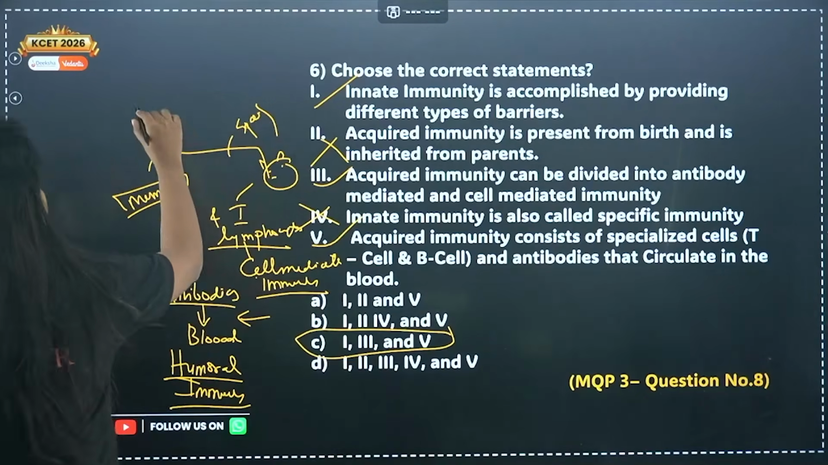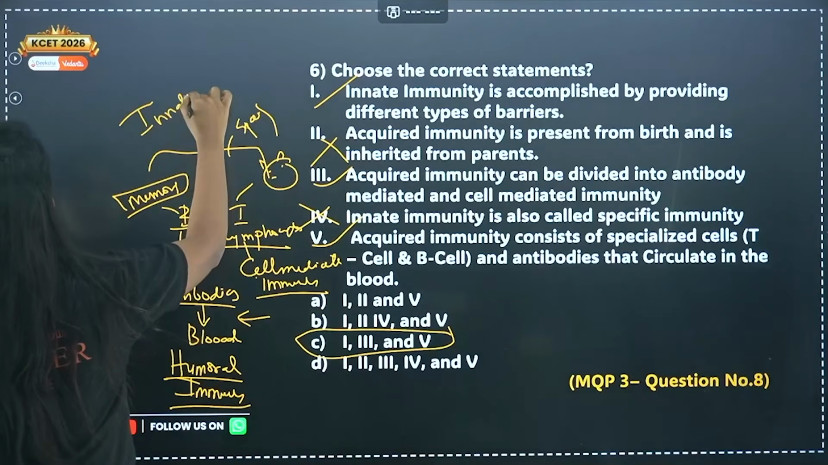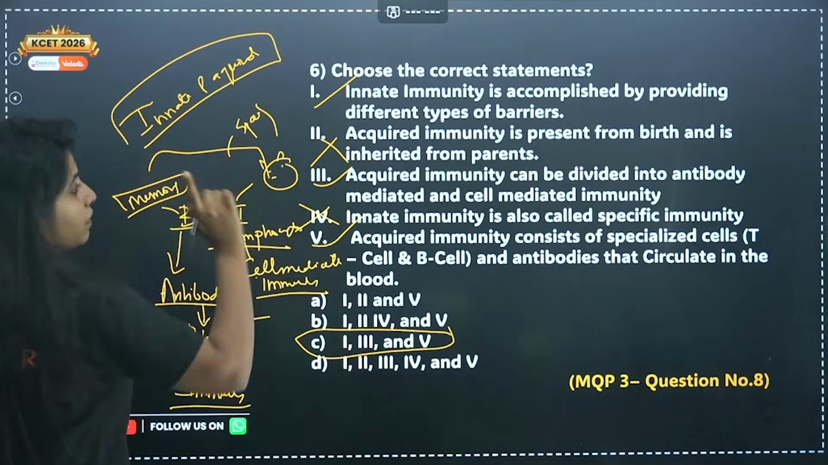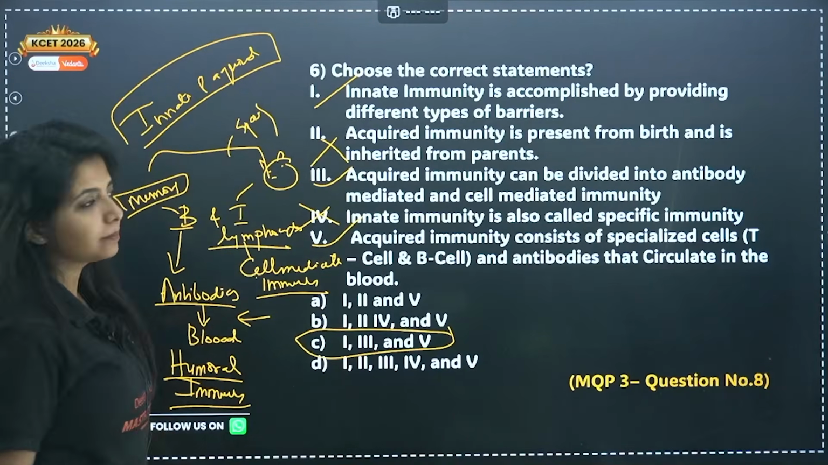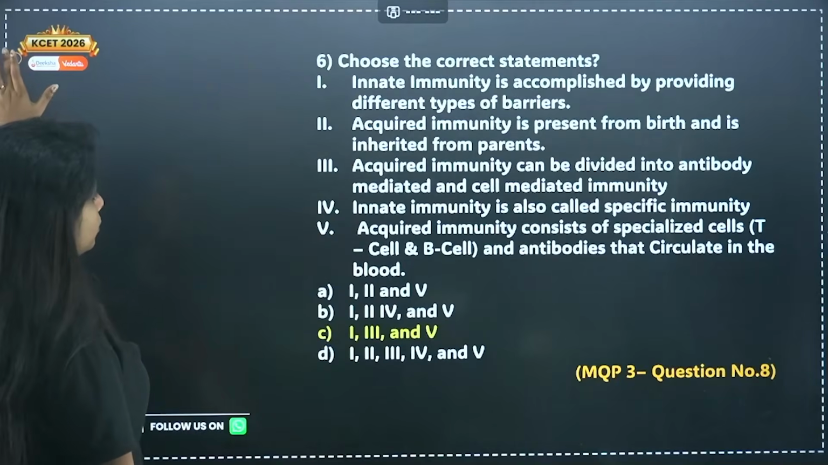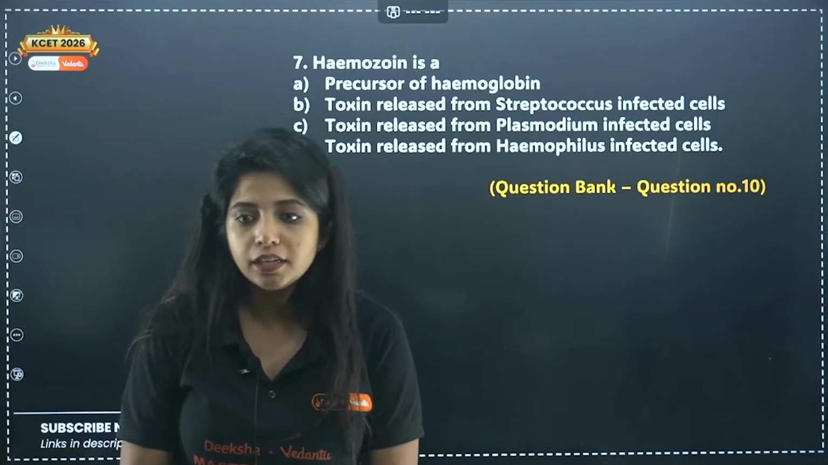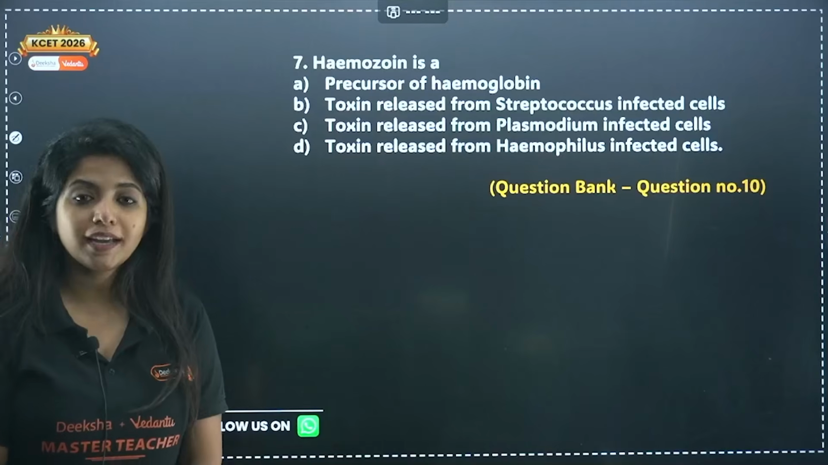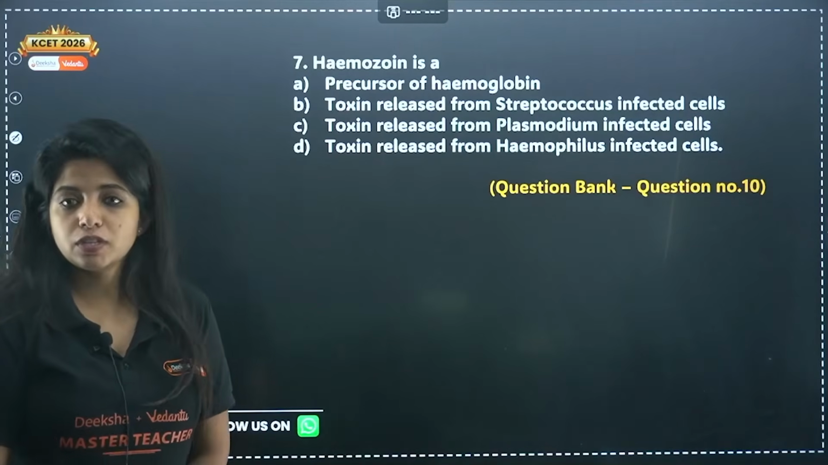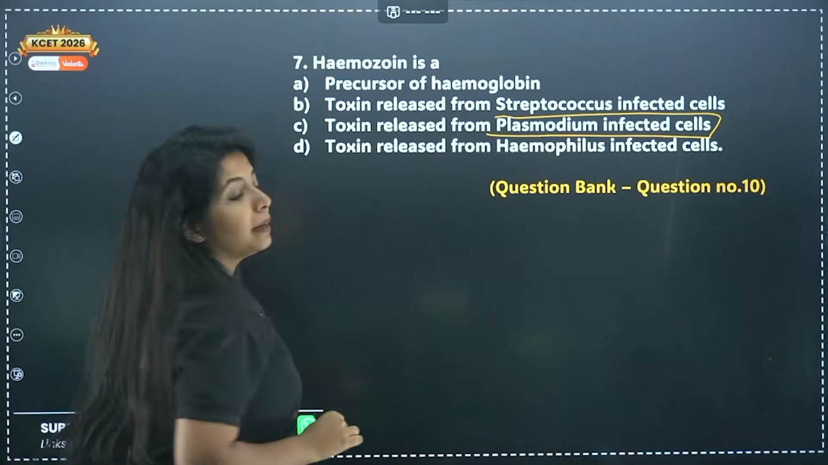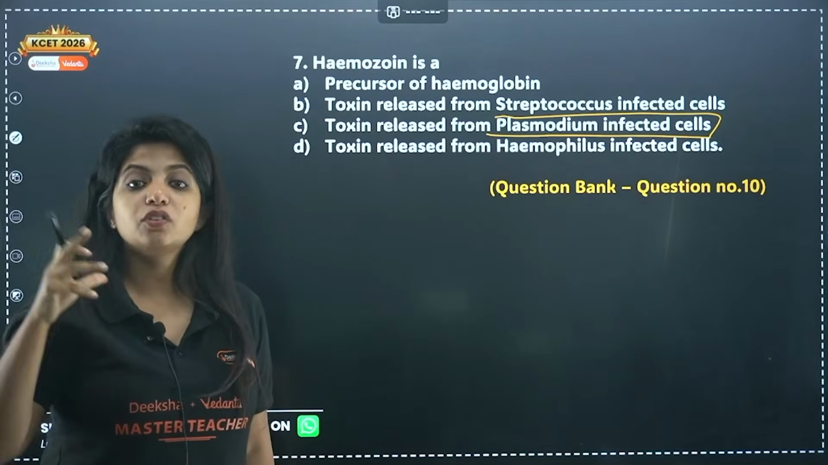Okay, you might be asked questions to differentiate between innate and acquired immunity. Please go through it. I think we will be solving that question here as well. Cool? Chalo. Next, hemozoin is a... What is hemozoin, my dear children? It's a toxic substance released from the plasmodium infected cells. So in malaria, you have this thing being released from the cells.